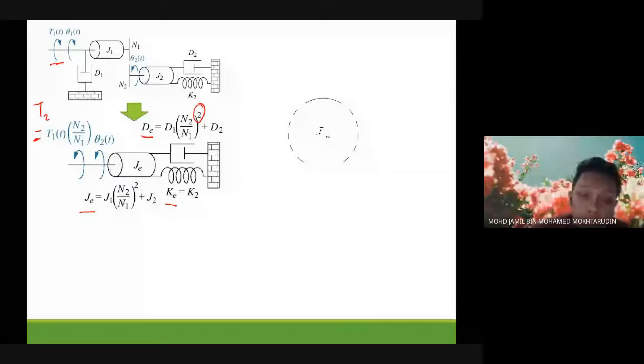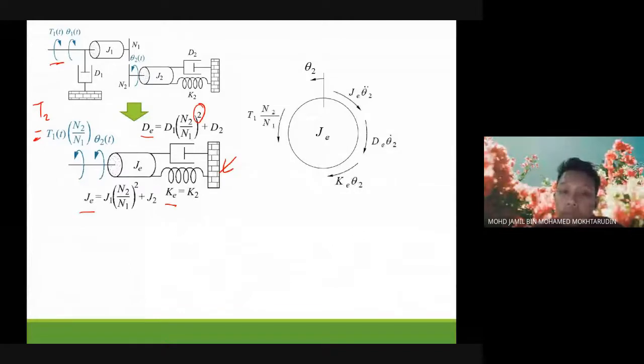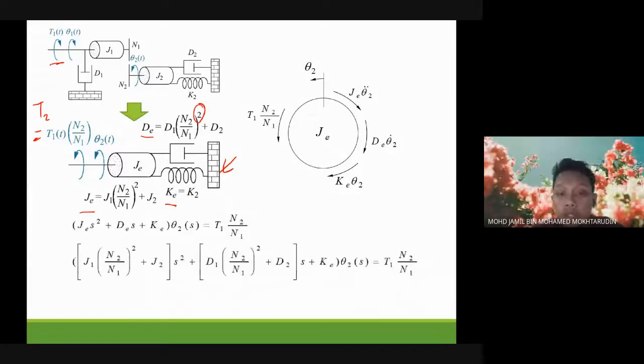Now from the new diagram that we redrew, we draw the free body diagram, similar to the previous example, because it's one degree of freedom only. You determine the forces or the torque, and you can write the equation of motion. Write it in terms of frequency. So here it's in theta 2. Then you convert JE, DE, KE with the actual formula, this one. Substitute, and you get the final equation here.